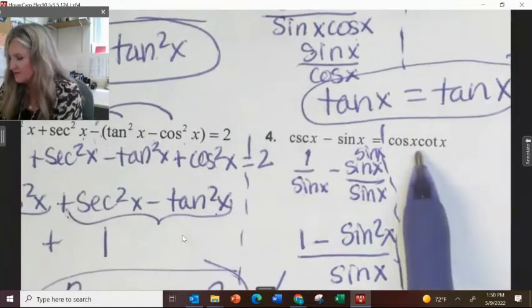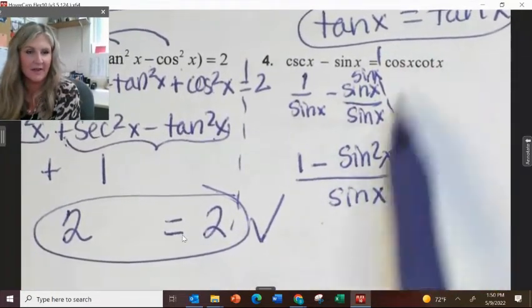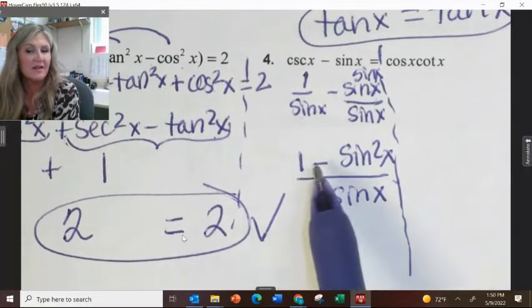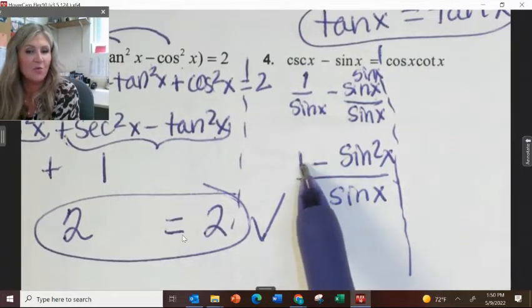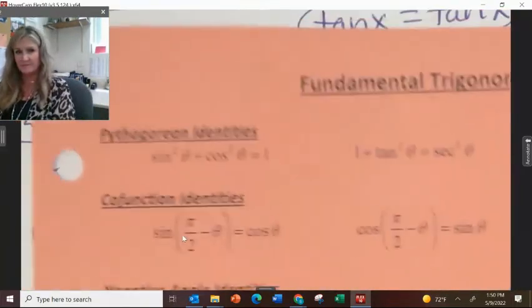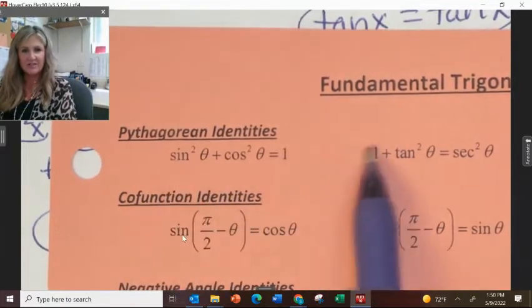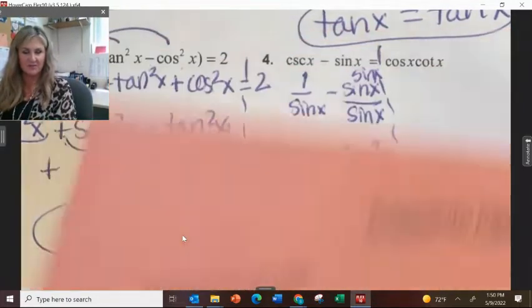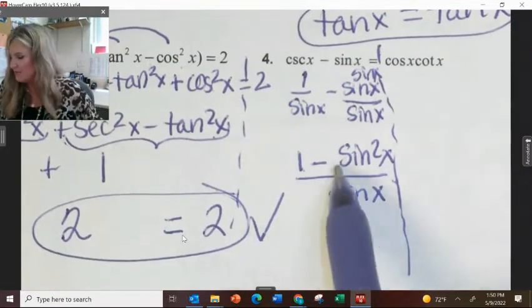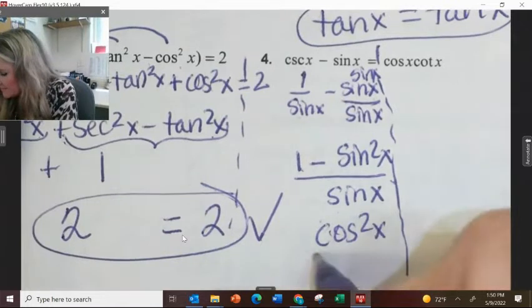We're kind of constantly looking at what we're trying to get. I don't think we have it quite yet. Would you know another name for 1 minus sine squared x? Good. You guys are getting the hang of these already. It's almost like you memorize these because you use them so often. So 1 minus sine squared is going to be cosine squared x.